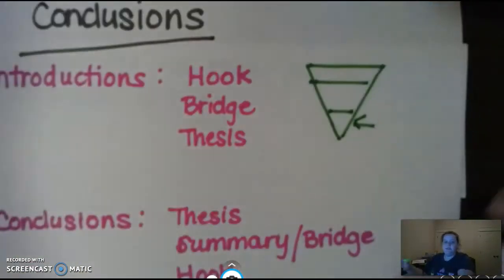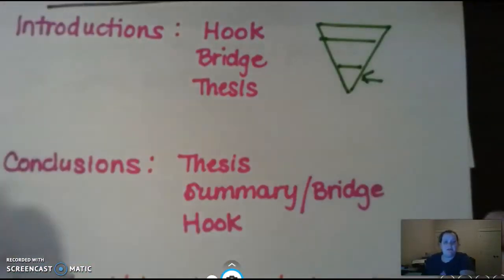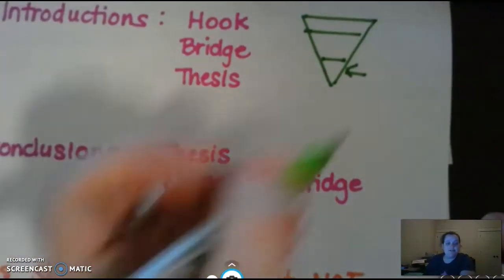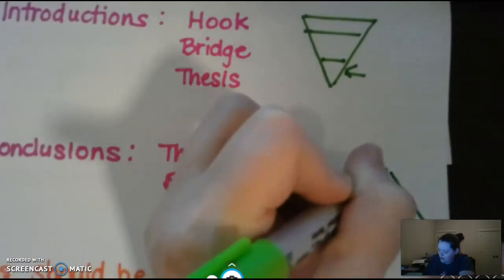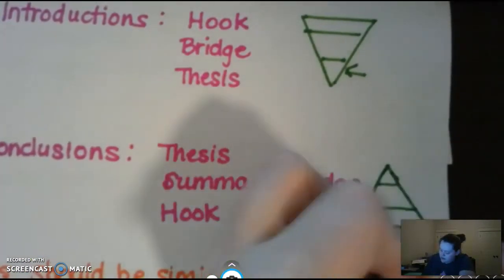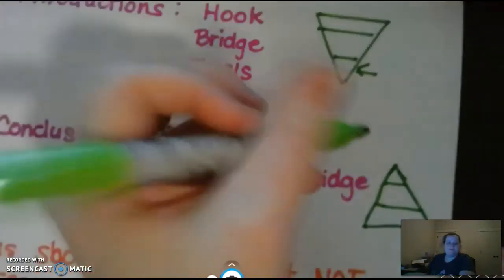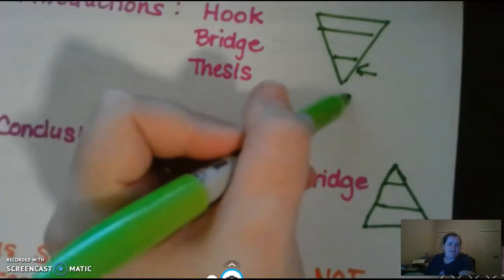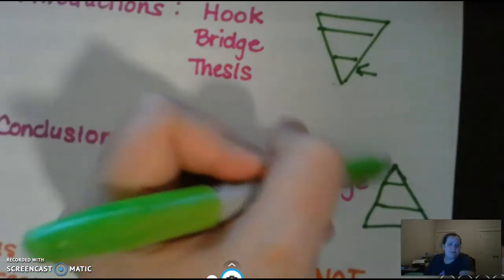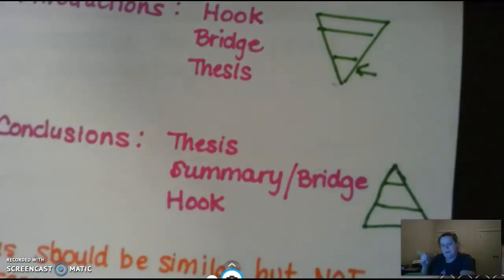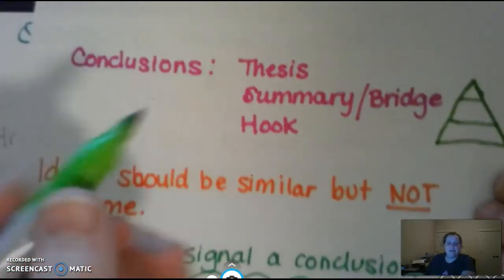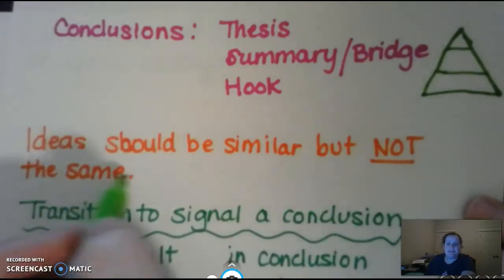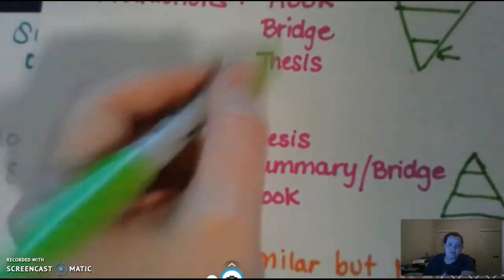Okay, a conclusion is going to do the opposite. You are going to start with that thesis. You are going to do a summary and a bridge to a hook at the end. So you're going to start specific and you're going to go back out and make it broad. Okay, so your essay should look like an hourglass, right? Because the body of your paragraph is going to be really specific, really focused. Okay. So you want to remember your ideas in your conclusion should be similar, but not the same. It should not be word for word what your introduction is.